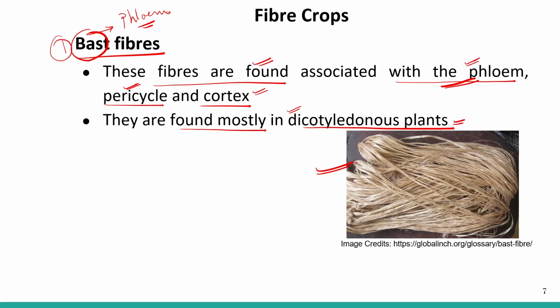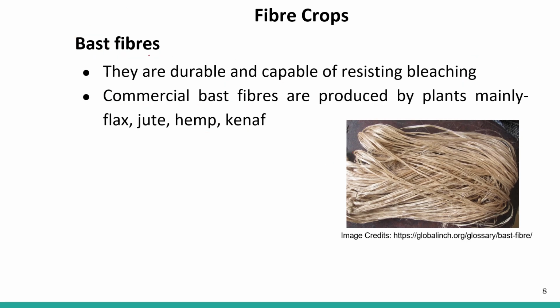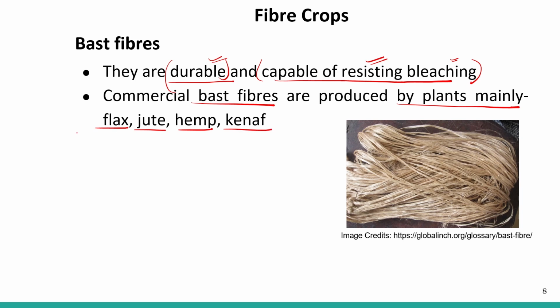Bast fibers are durable and capable of resisting bleaching. So they are very durable fibers, capable of resisting bleaching. The commercial bast fibers are produced by plants, mainly flax, jute, hemp, and kenaf. So these are some of the bast fibers, right? These are the commercial bast fibers: flax, jute, hemp, and kenaf.